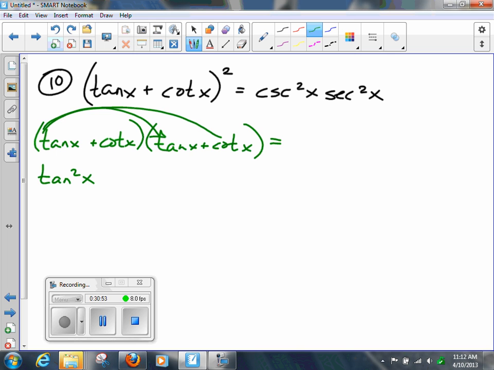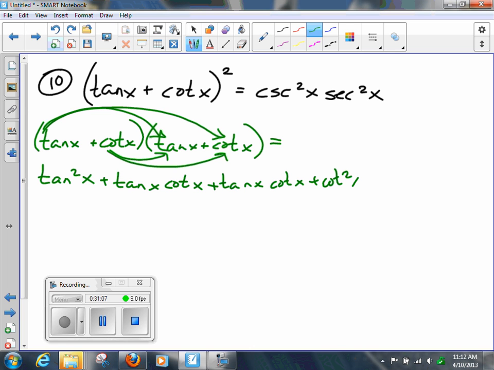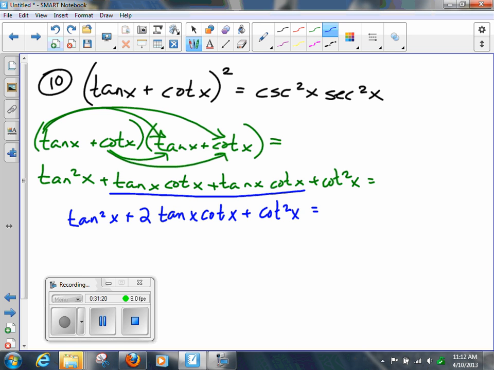Tangent squared x plus tangent x cotangent x plus tangent x cotangent x plus cotangent squared x. Ooh. I have middle terms which are the same. Tangent squared x plus 2 tangent x cotangent x plus cotangent squared x. Okay, all I did was FOIL it out. That's the only thing I've done. But what's going on there with the middle terms?